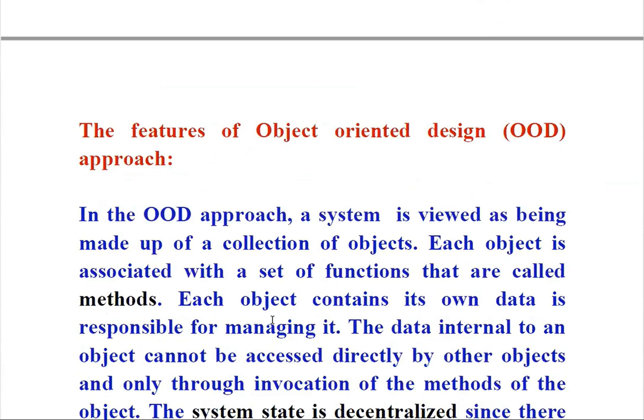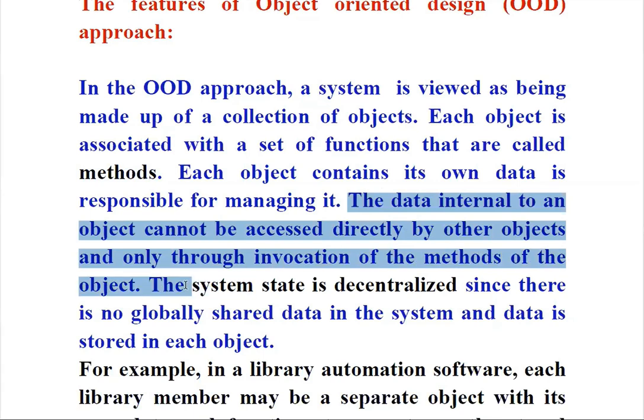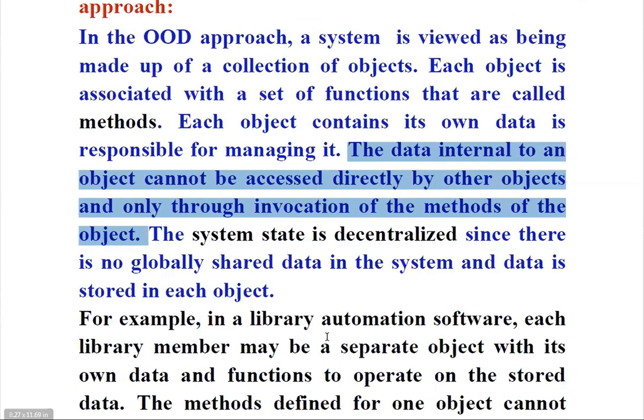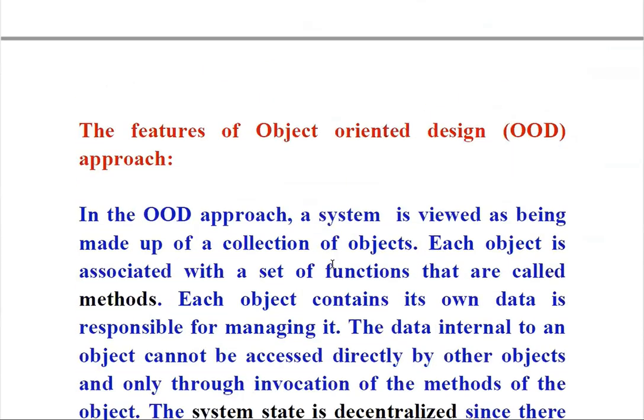That is function oriented. Now, if you are adhering to object oriented design, you can take this other approach. In the object oriented design approach, the system is viewed as being made up of a collection of objects. Each object is associated with a set of functions called methods. Each object contains its own data and is responsible for managing it. The data internal to the object cannot be accessed directly from outside and only through the invocation of the object's methods. Hope you understood this. In your programming you create objects, but you can only communicate with them through their methods. So the state is decentralized, since there is no globally shared data in the system and data is shared through the objects. That is about object-oriented design.